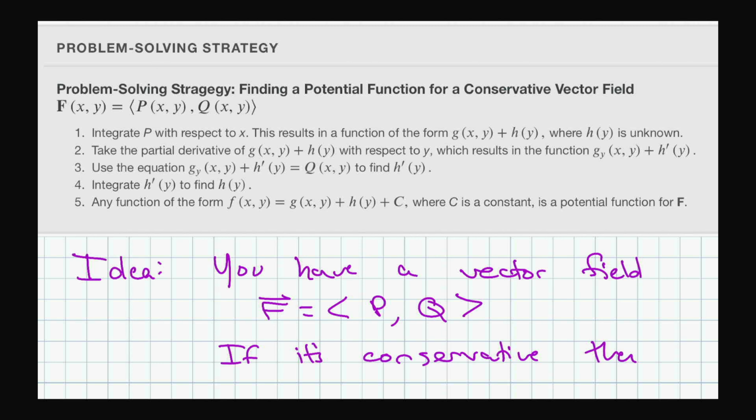Then you do what? Well, that's very complicated. That's not the method that I used. Hold on.